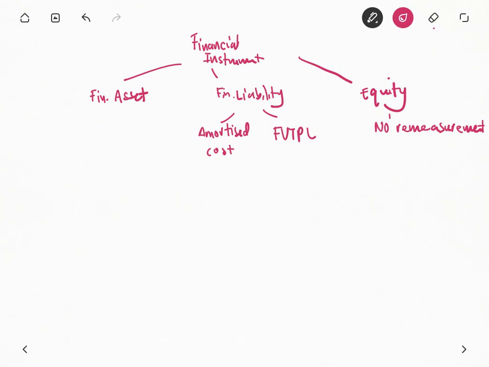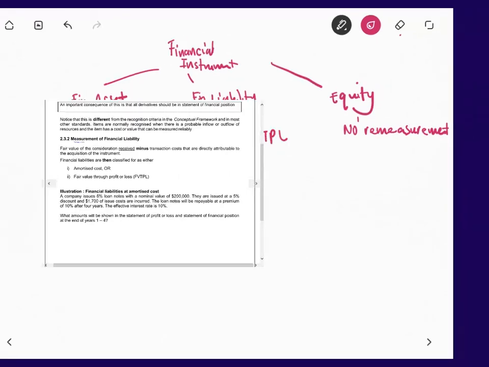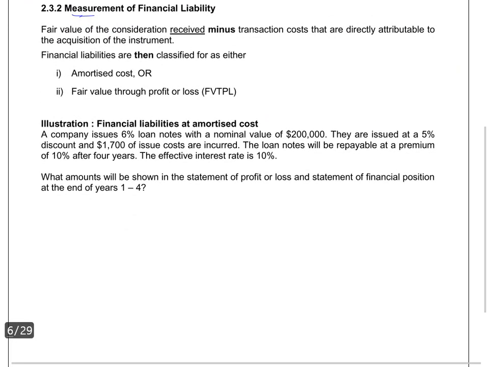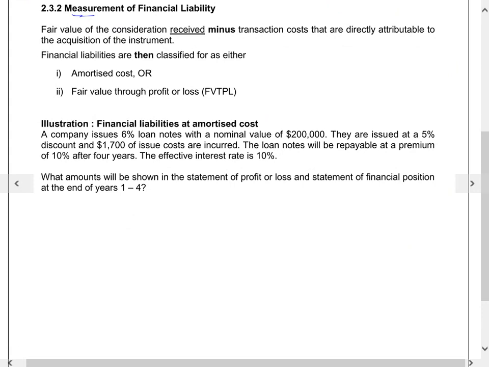Financial liability, once we meet the definition and recognition test, we will then recognize it in our books at fair value less all the transaction costs. Subsequently, they will be measured at amortized cost or fair value through profit and loss. Either one. So we're going to start with amortized cost.